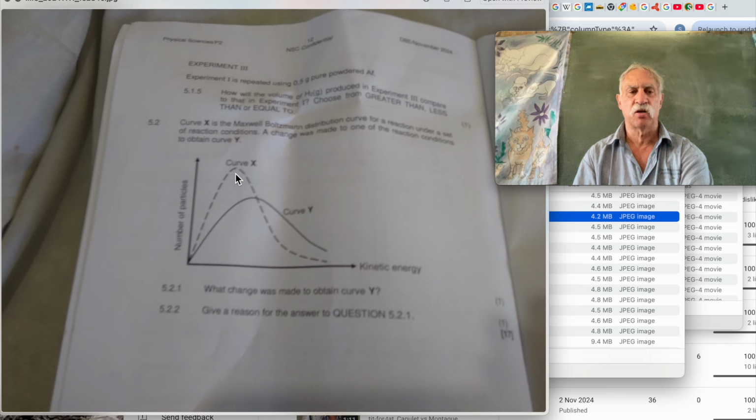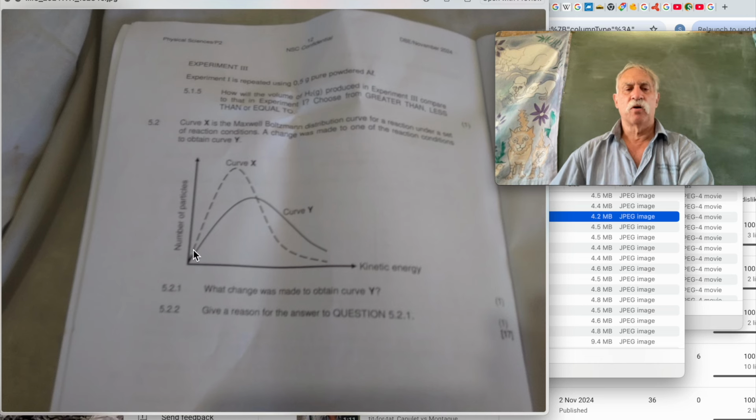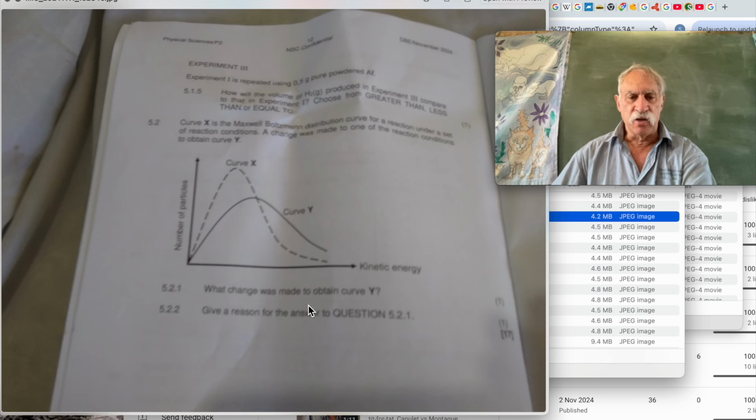Anyway, here's the Maxwell-Boltzmann curve. I can't read this, and then they've got curve X and curve Y, and here's the kinetic energy. So they've added, it seems, a bit more energy to curve Y, and that's why you're getting more molecules that have got more energy. And this was the cooler molecule, so they've added energy. And what was the change made to Y that was heated up?